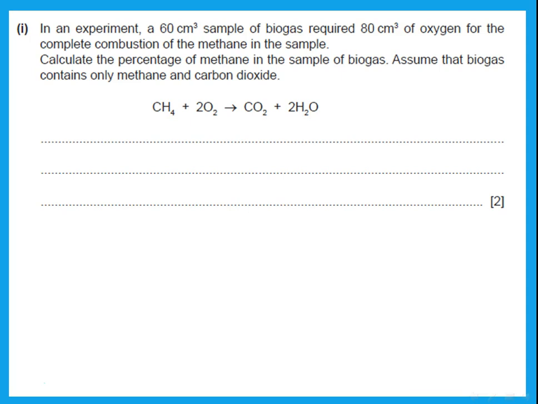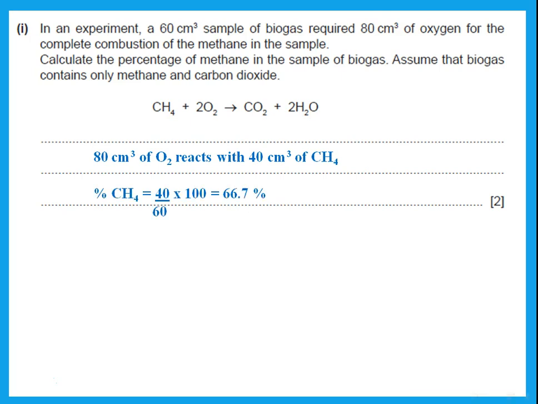These are volumes of gases. He's saying 80 cm³ of oxygen. So if I have 80 cm³ of oxygen, this should react with how much from the equation? The equation says that the volume of the oxygen gas should be twice the volume of methane. So it reacts with 40 cm³ of methane. So that means that out of the 60 cm³ of biogas, you have only 40 cm³ of methane.